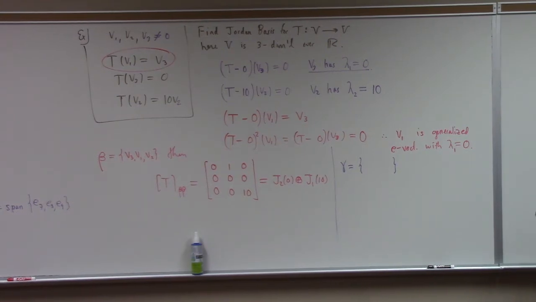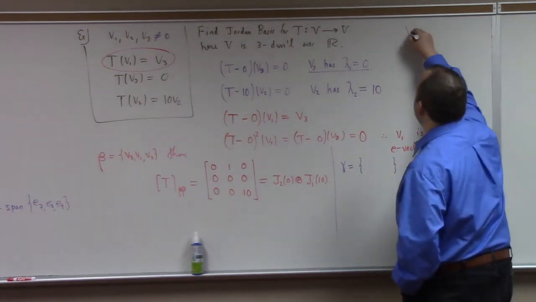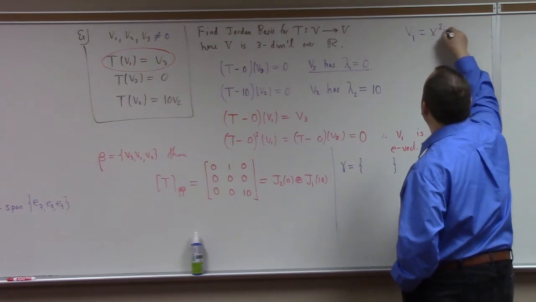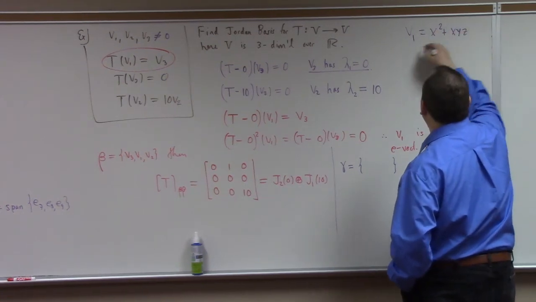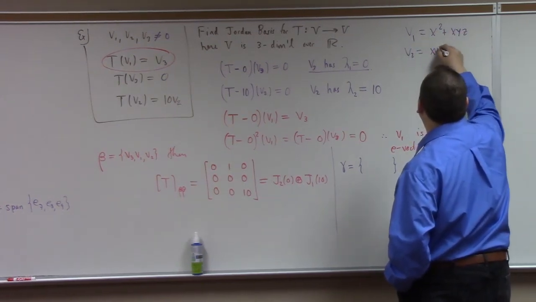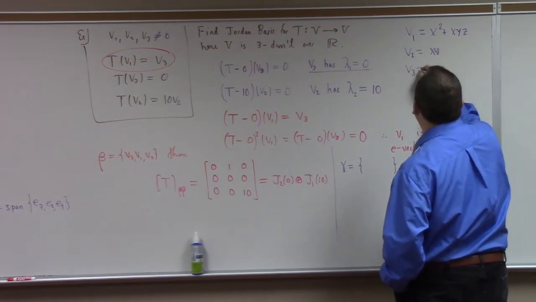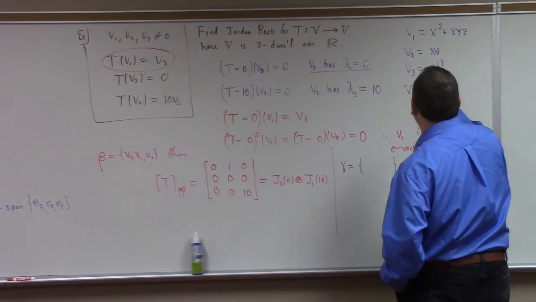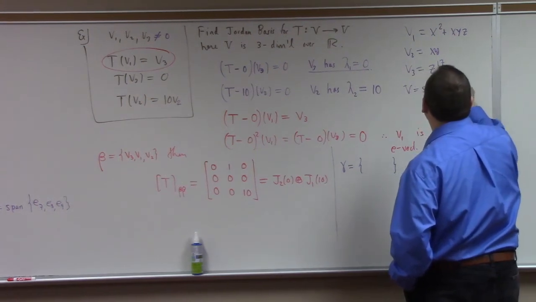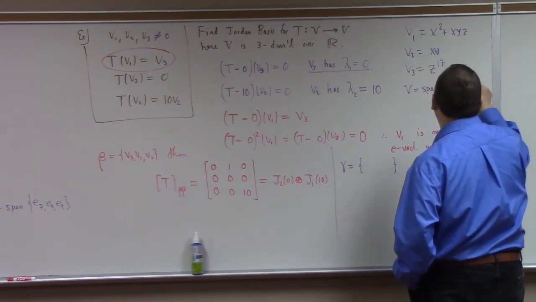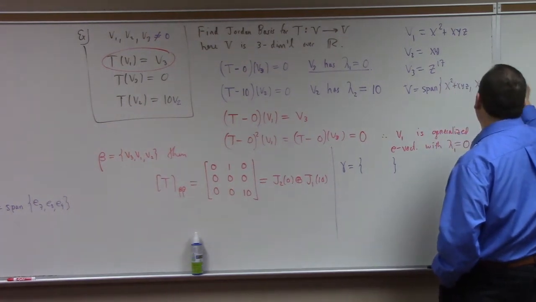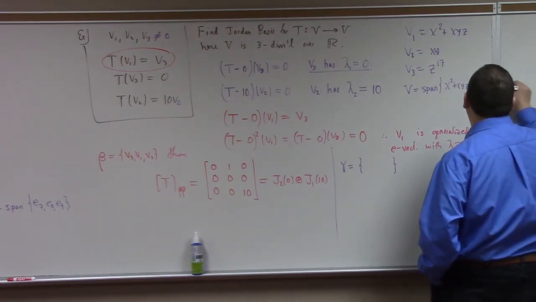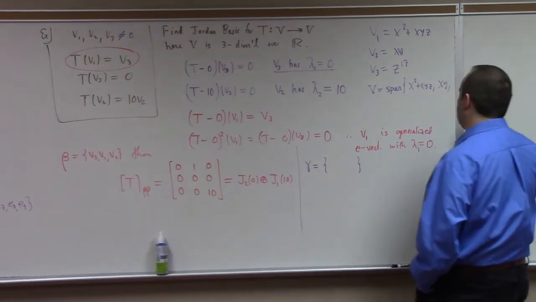No, I didn't even tell you what. I have not told you what v1, v2, and v3 are. For all we know, v1 is equal to x squared plus xyz, v2 might be xy, and v3 might be z to the 17th, and our V is the span of these trinomials. We just don't know what the actual form of the vector space is here.